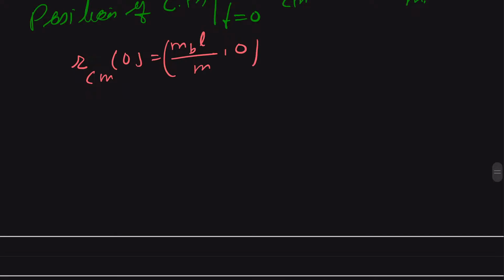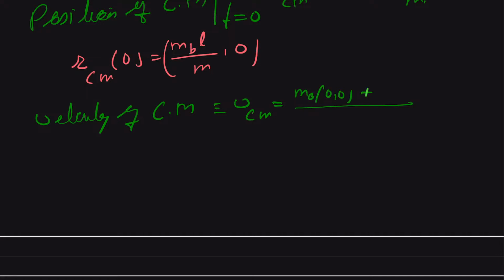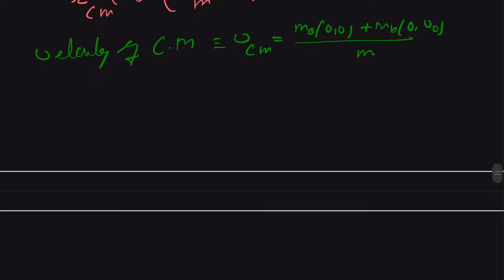So we can say the velocity of the center of mass, VCM, is equal to (mass of A times 0 plus mass of B times V naught) divided by the total mass M. So we get our VCM is equal to 0 comma MB times V naught divided by M. So this is the velocity of the center of mass.